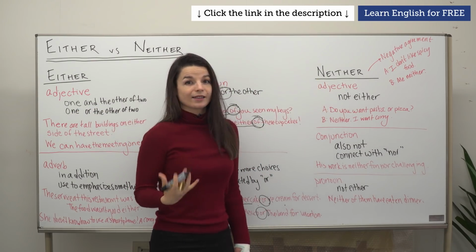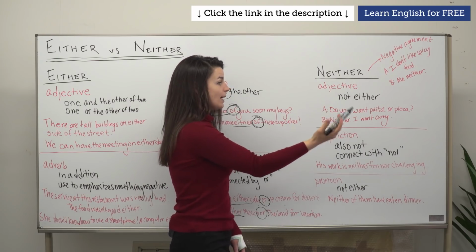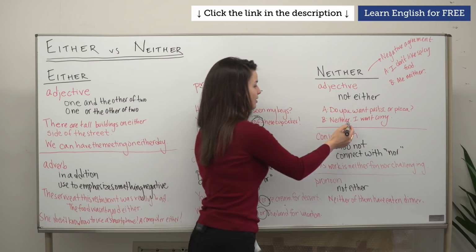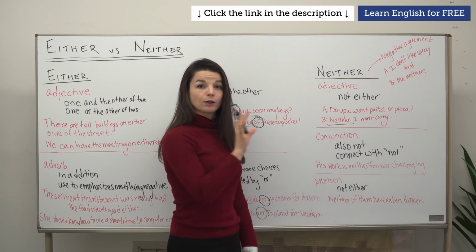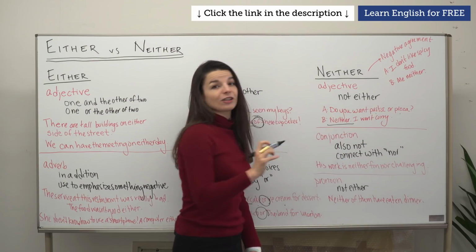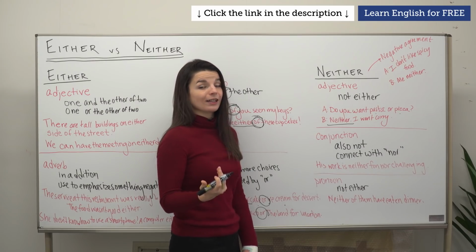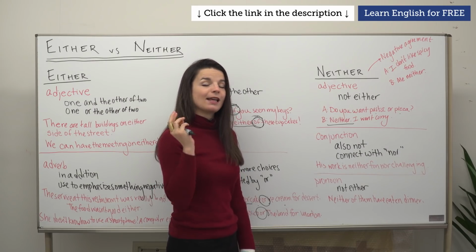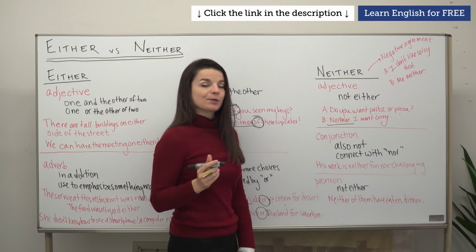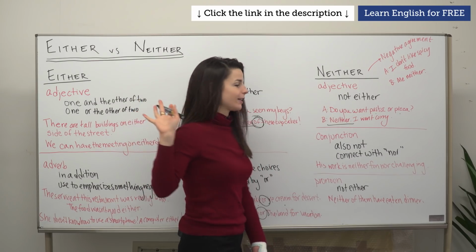It means not either. So an example, a quick, easy example. Do you want pasta or pizza? Neither. I want curry. So not either of those two. Do you want this or this? Neither. Neither. I want curry. So I don't want either is a different way of saying that, but neither is a quick way to respond. So we can use it to mean the opposite of either here.